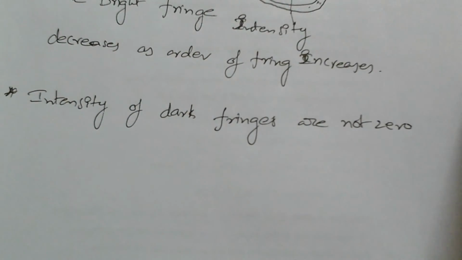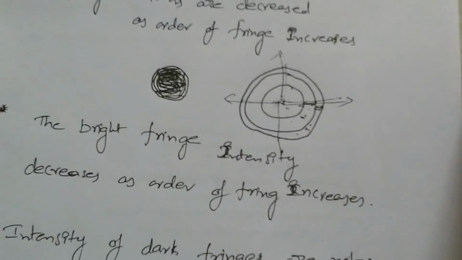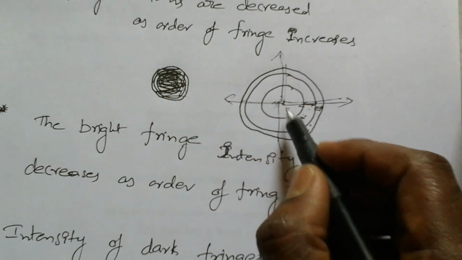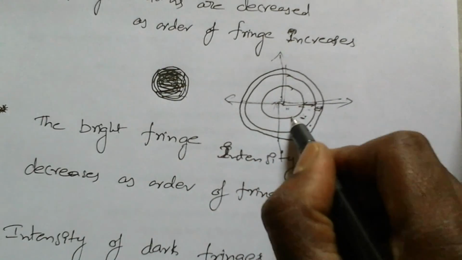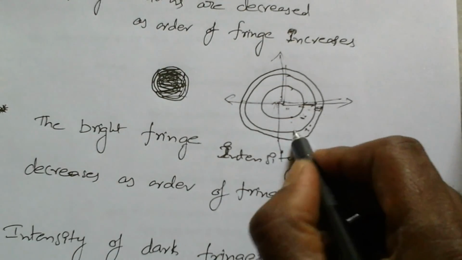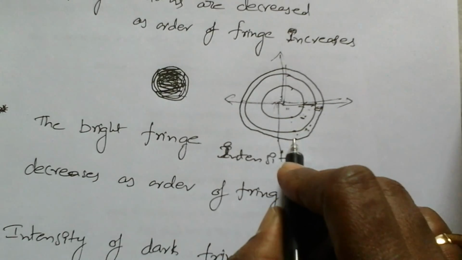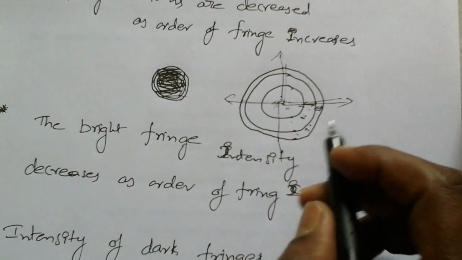But one thing you can remember here: the intensity of dark fringes is not zero. This dark fringe intensity is not zero, this dark fringe intensity is not zero, and this dark fringe intensity is not zero. Means they have a minimum intensity.